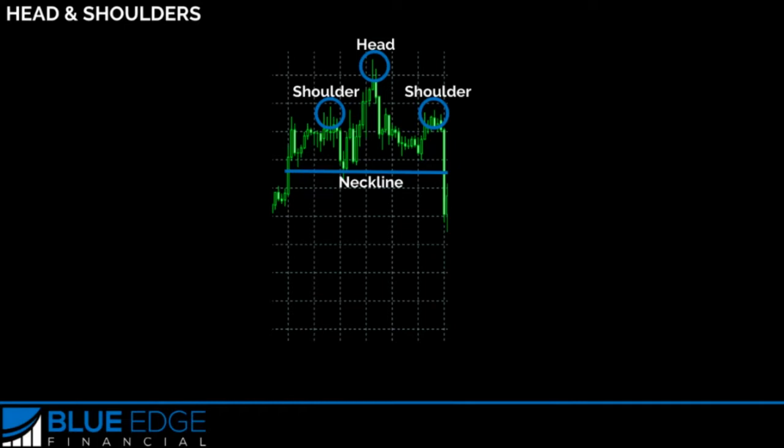Well, it's because a pattern is formed by a shoulder or peak here, and then a head right here, which is a higher peak, and then another shoulder here, which is a lower peak, lower than this head here. You can see it's in the shape of two shoulders with a head in the middle.